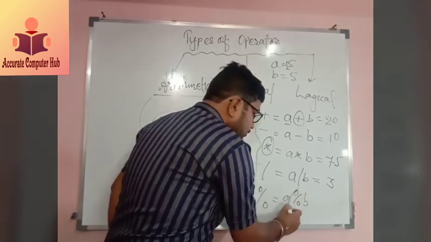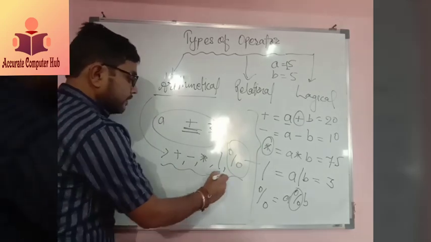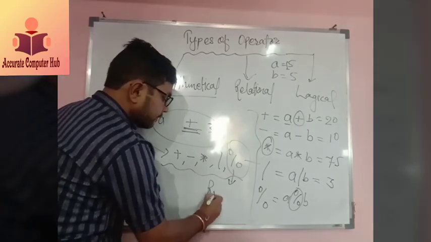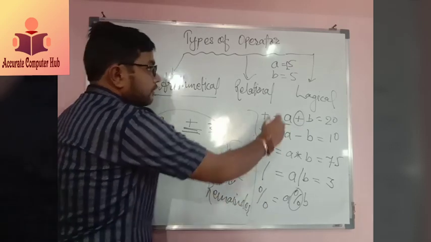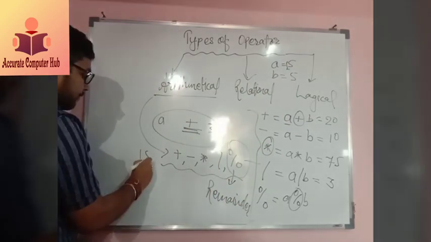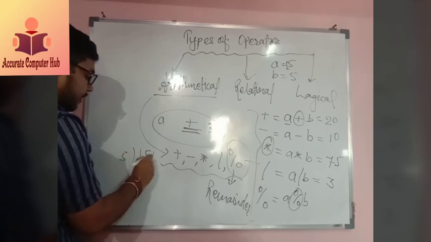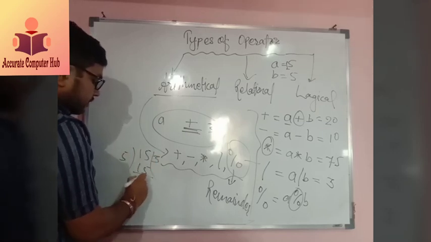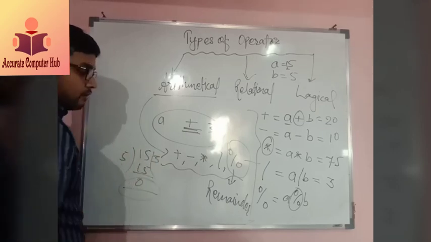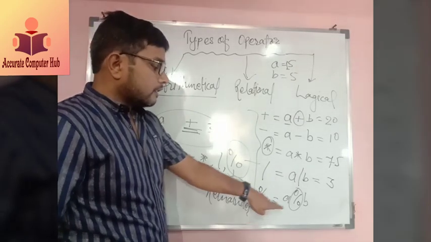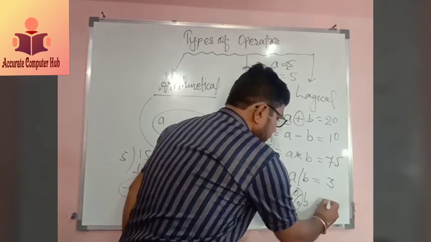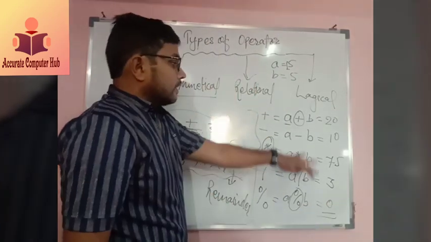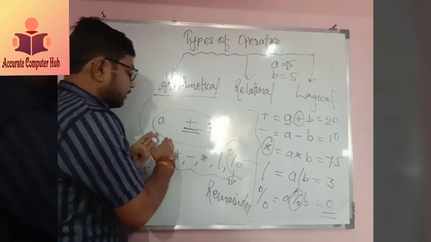If I am performing modulus symbol, what will be the answer? Modulus is used for the remainder. Always this sign is used for the remainder. For example, if you are dividing 15 by 5, 5 3s are 15, then what is the remainder? Remainder is 0. So if you are using this sign, this will give the answer as the remainder. That will be 0.